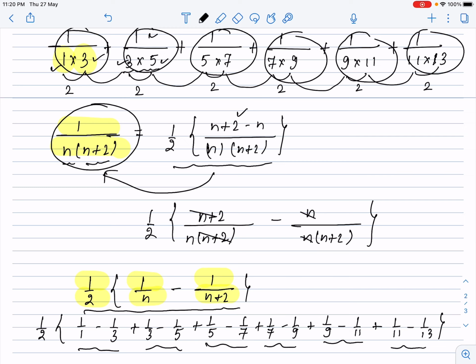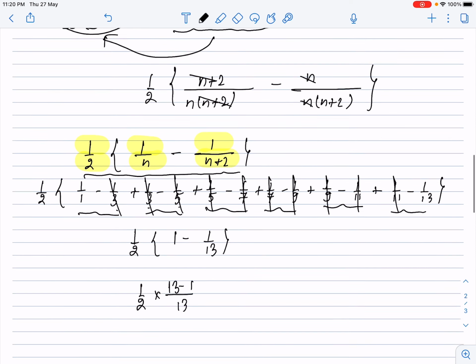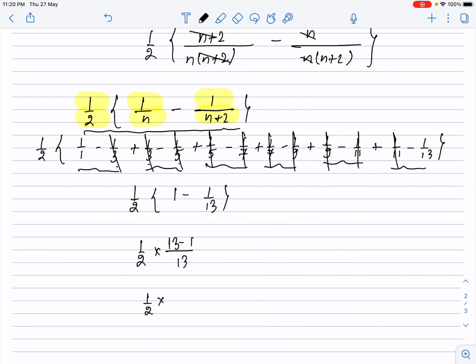Now what could be done by me? I can simplify them like this. Minus 1 by 3 got cancelled with plus 1 by 3, minus 1 by 5 with plus 1 by 5, minus 1 by 7 with plus 1 by 7, minus 1 by 9 with plus 1 by 9, minus 1 by 11 with plus 1 by 11. Finally we have 1 upon 2 multiplied by 1 minus 1 upon 13. That is 13 minus 1 divided by 13 multiplied by 1 by 2. So finally we get 1 upon 2 multiplied by 12 upon 13, that is 6 upon 13, the final answer for this question.